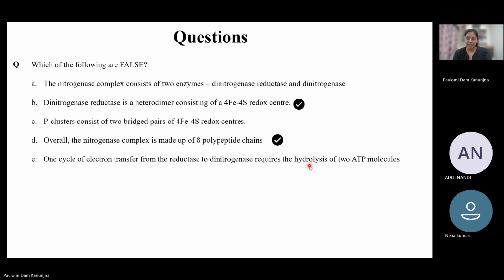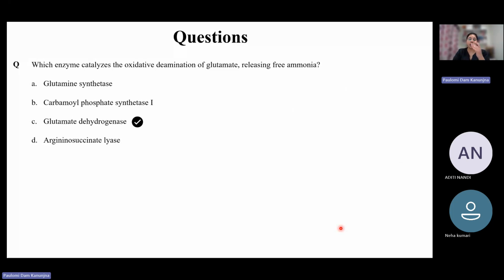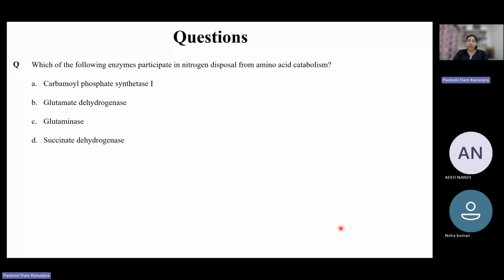All right. No problem. Once again, if any confusion was there, what we are looking into here is false statements. And the fifth one said one cycle of electron transfer from the reductase to dinitrogenase requires the hydrolysis of two molecules, one electron. Remember, we had 8 electrons and 16 ATPs. So if you follow that logic, you have 2 ATPs per electron transfer. So it was correct. All right. Yeah, and this question also we have established. Let's look into the next question. Which of the following enzymes participate in nitrogen disposal from amino acid catabolism?